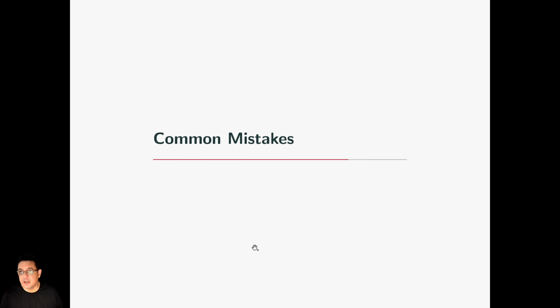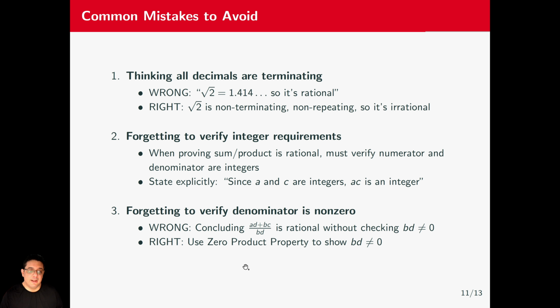So now let's talk about common mistakes that we can make when dealing with rationals. You might think that all decimals are terminating. You have to be very careful when you're using your calculator, because sometimes your calculator is just going to give you a fixed amount of decimals, and not all the decimals are represented. So you have to be careful about understanding if the number that you're showing indeed is rational or irrational.